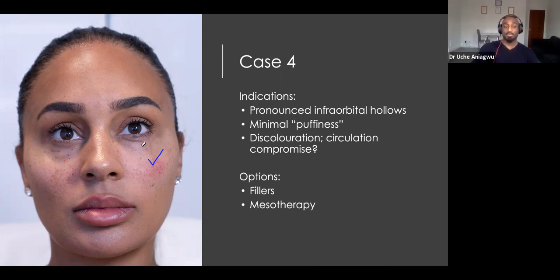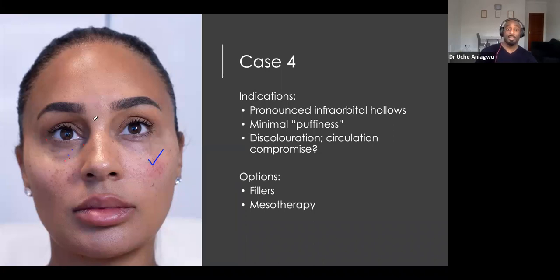Now, if I wanted to tackle some of her discoloration, then I may look at using mesotherapy. So we've got a mesotherapy appearance here. It's a rare sighting, but I'm like, well, I've helped you here, but you've still got some discoloration. And I think it may be a circulation thing, maybe a little bit of hyperpigmentation. Do you know what? Let's use a little bit of mesotherapy if you like.